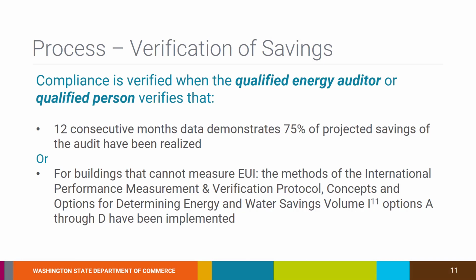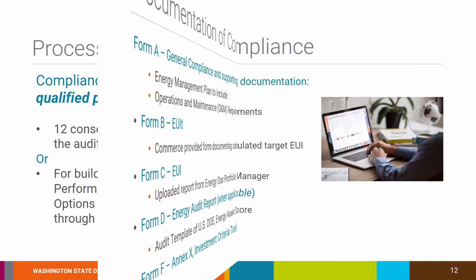For buildings unable to measure EUI, compliance is verified when the qualified energy auditor or qualified person certifies that the methods of the International Performance Measurement and Verification Protocol, concepts and options for determining energy and water savings, Volume 1, Options A through D, have been implemented.